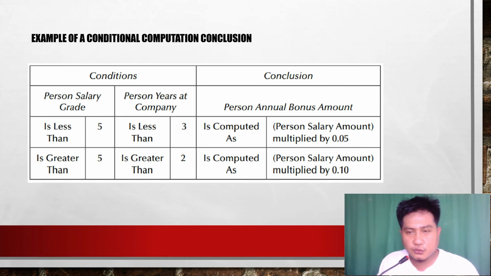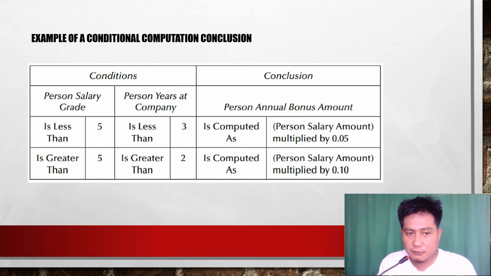So there are two types of conclusions: conditional computation conclusions and non-conditional computation conclusions. The first one is the conditional computation conclusion. Say for example this one: if the person's salary grade is less than 5 and the person's years in the company is less than 3, then the annual bonus should be computed as the salary amount of that person multiplied by 0.05% of the monthly salary.